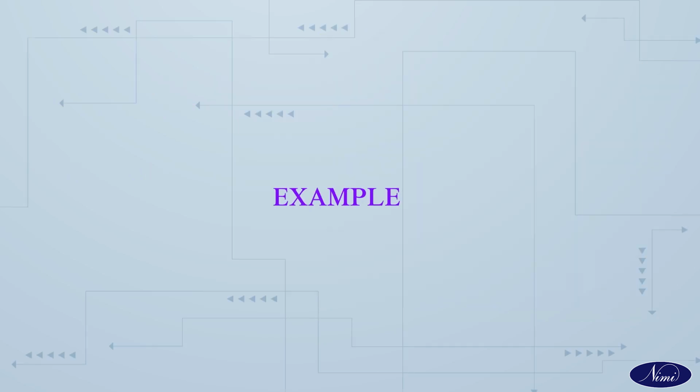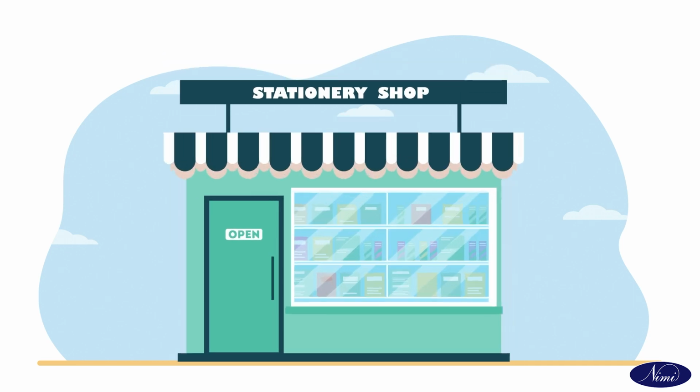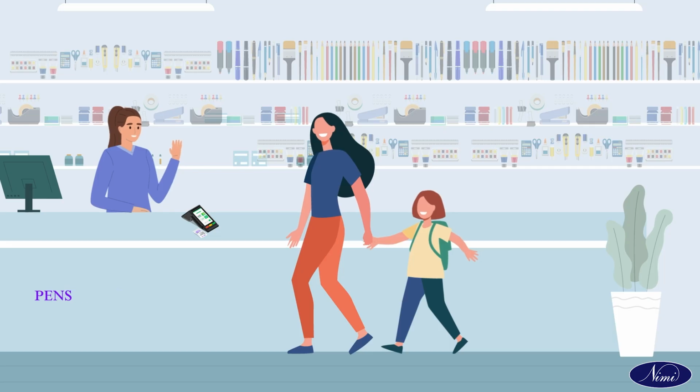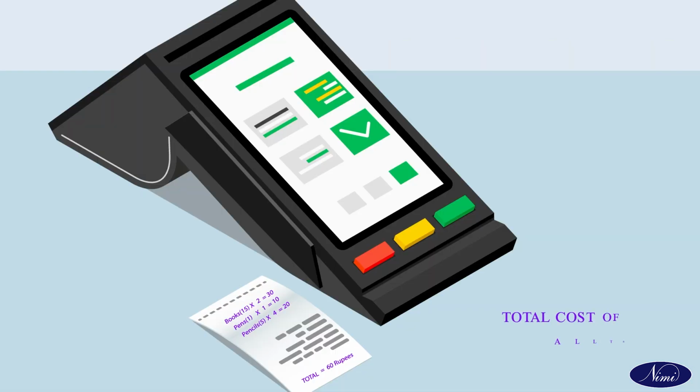Let us start with an example. Assume you are going to shop with only 60 rupees to buy stationery items like notebooks, pens and pencils. The shopkeeper says total cost of all three items is 60 rupees. You get the items by paying 60 rupees.